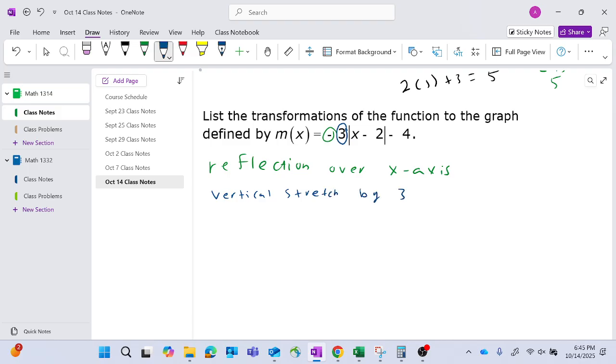By 3 of 3, I don't think. It's a math class, not an English class. I don't care, as long as I know what you mean. So vertical stretch by 3, whatever.